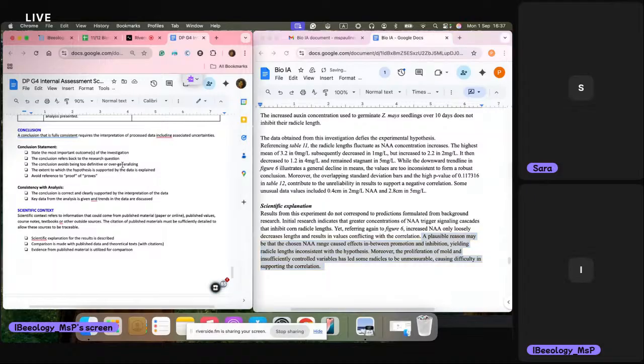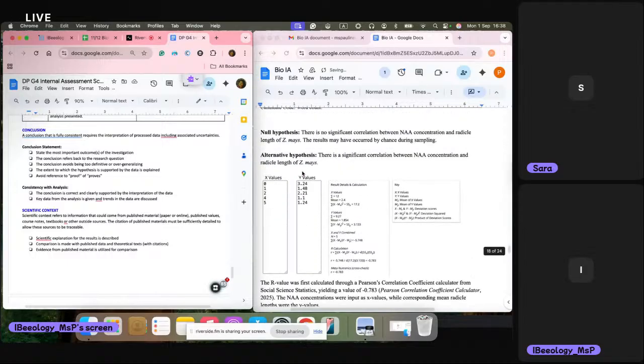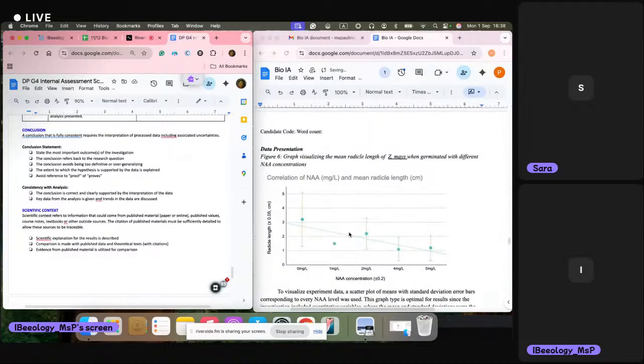So the conclusion refers back to the research question. The conclusion avoids being too definitive or too overgeneralizing. The extent to which the hypothesis is supported by the data is explained. Is there anywhere here in your data or in your graph that supports the hypothesis?